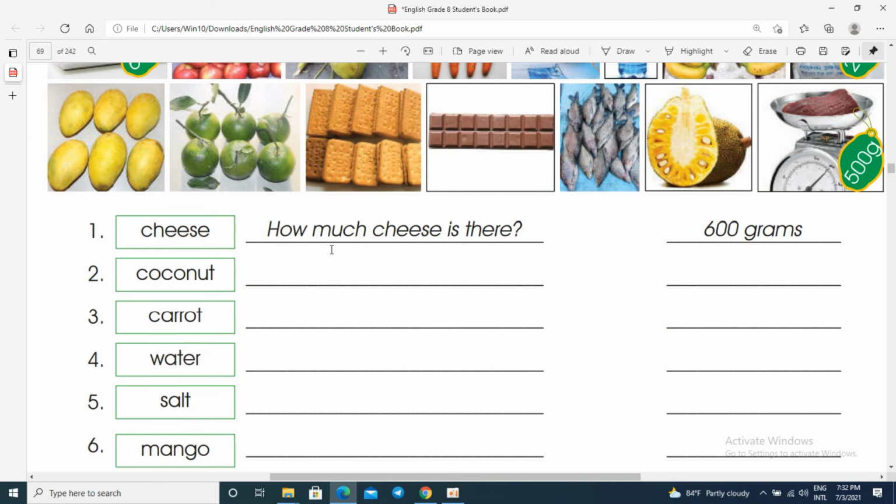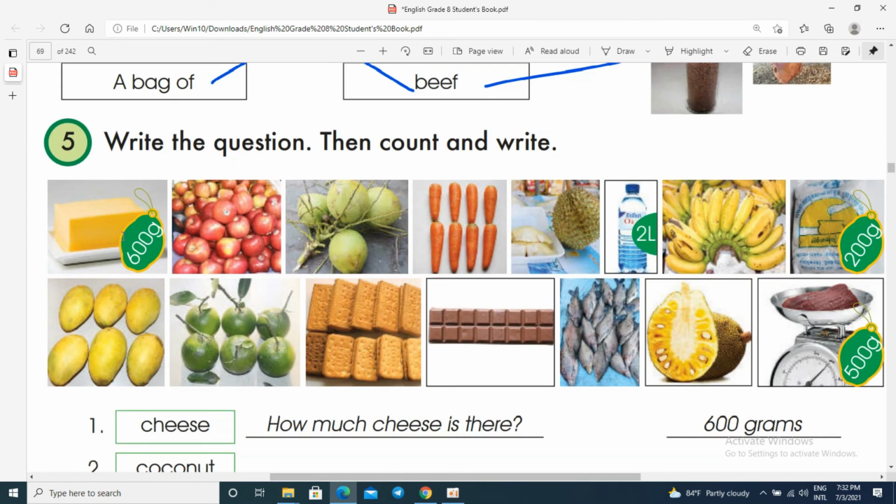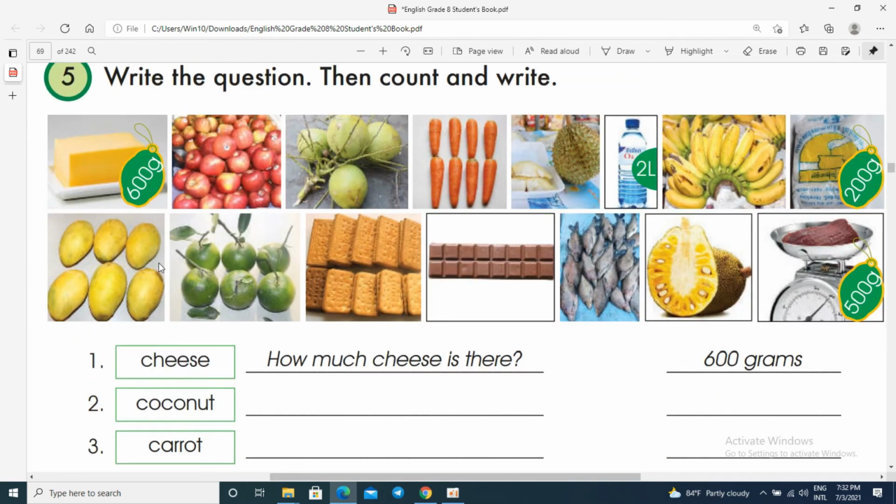Cheese. Yeah, so we can ask how much cheese is there? How much cheese is there? How much cheese are there? Is there?